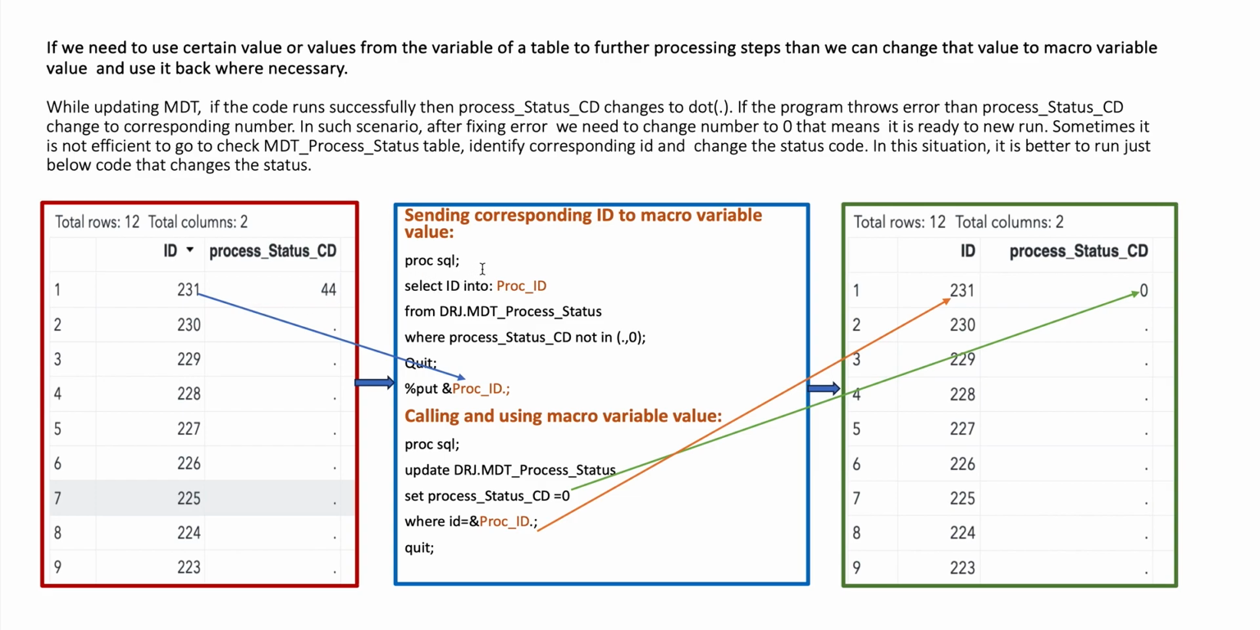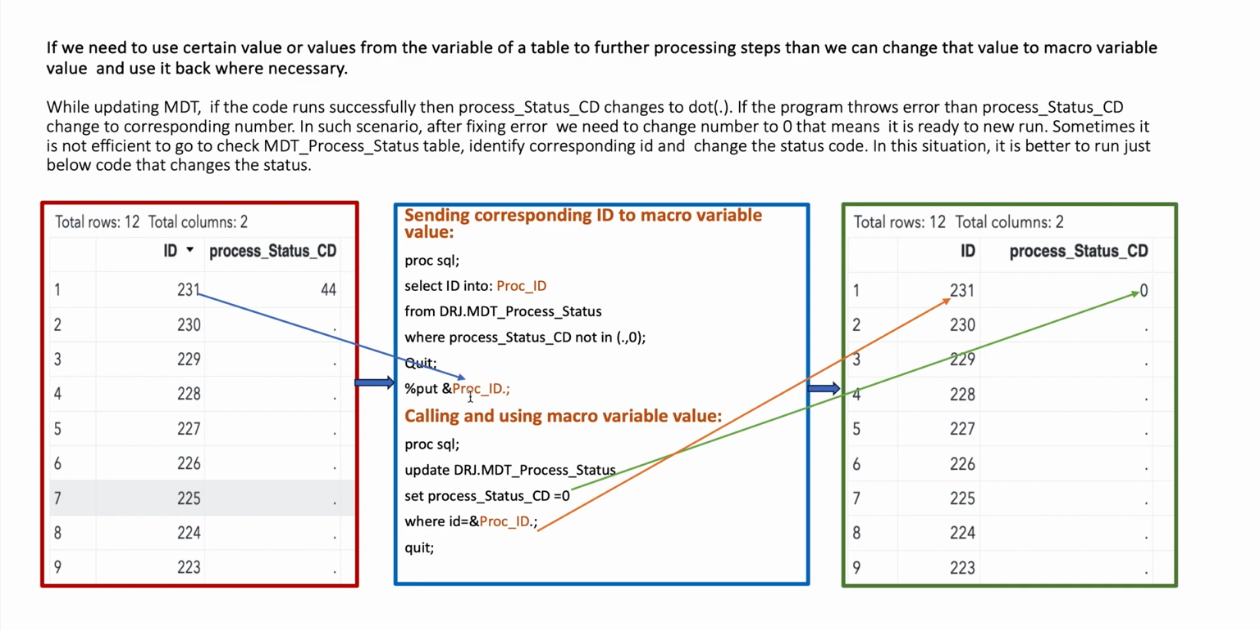In this first step, proc SQL select id into :proc_id, where proc_id is the macro variable name, from drj.mdt_process_status. That means drj is the permanent library, where mdt_process_status is the table name, and we are using a where condition, where process_status_code not in (., 0). That means we are going to identify the process status code equal to a certain number, and quit.